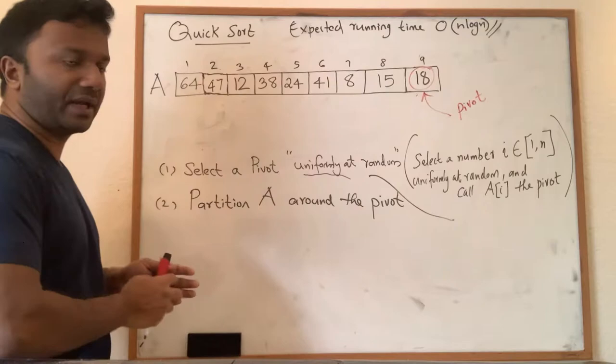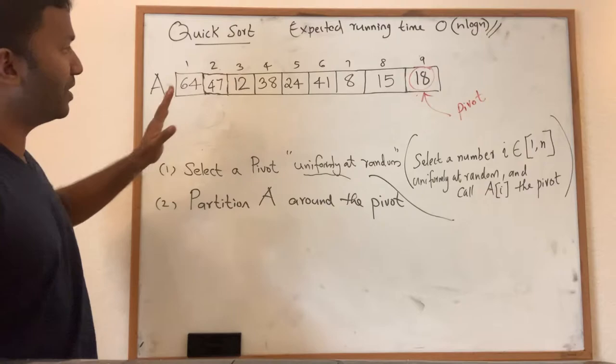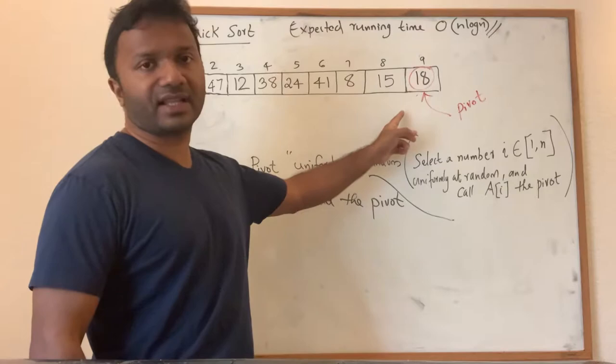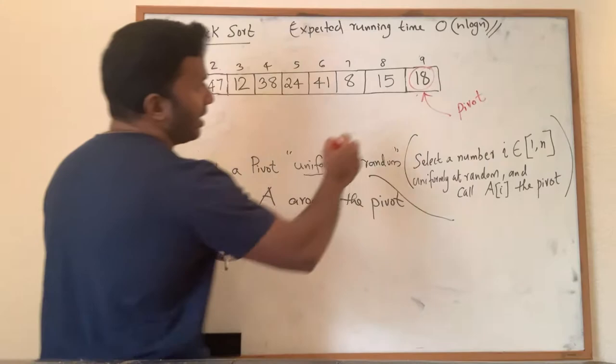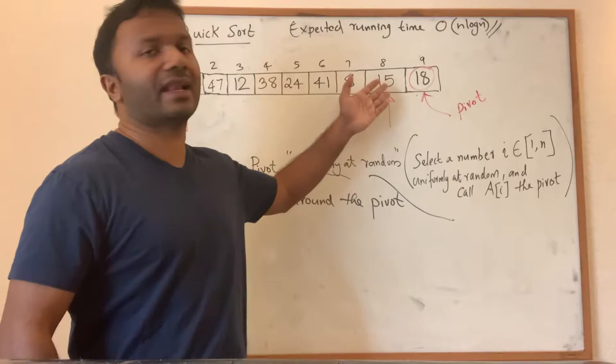I'm going to scan the elements from left to right as well as from right to left using two pointers, which are initially pointing to position 1 and the position just before the pivot's position, essentially the last position in the array excluding the pivot.